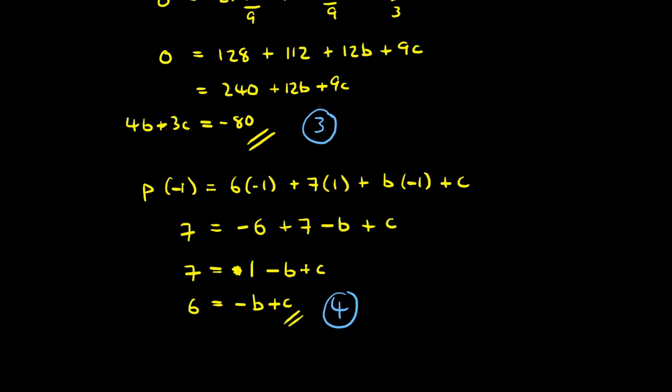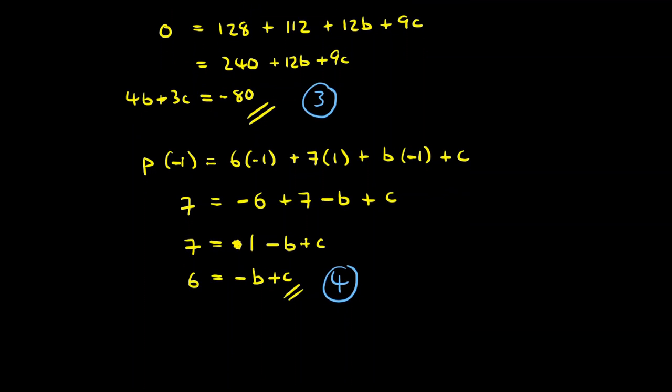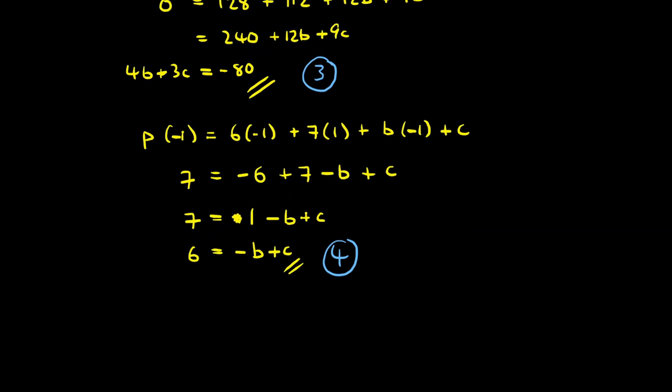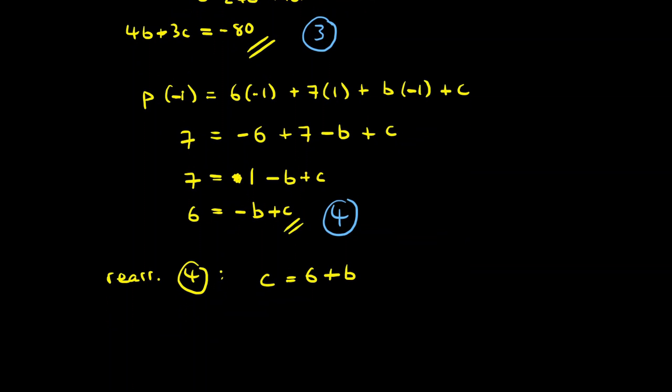Okay, and what we want to do is solve simultaneous equations with those two. Well, I think probably the simplest way to do this is actually to do substitution. So I'm going to rearrange equation 4. If I do that, what I'm going to get is c is equal to 6 plus b. And I'm going to substitute that into equation 3.